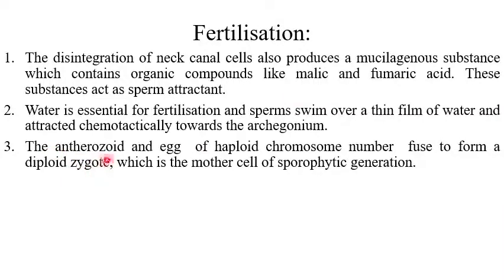The antherozoid and egg of haploid chromosome number fuse to form a diploid zygote. So the antherozoid, that is the male reproductive structure, and the egg, which is the female reproductive structure, this antherozoid enters the egg, and there is development of a diploid zygote, which is the mother cell of the sporophytic generation. So this diploid zygote divides, and later on each individual cell grows into the sporophytic plant.